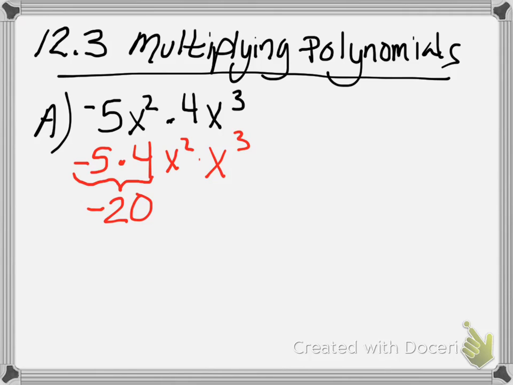I know from previous sections that x squared means that there's 2 x's and x cubed means that there's 3. So altogether there's 5, and I could represent that with an exponent. So negative 20x to the 5th power would be simplified.